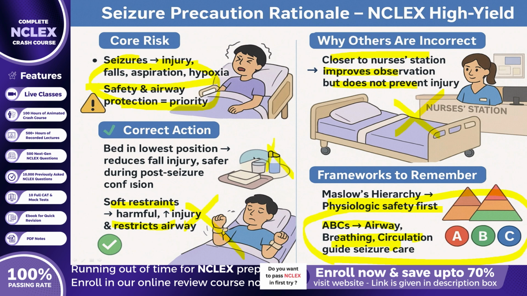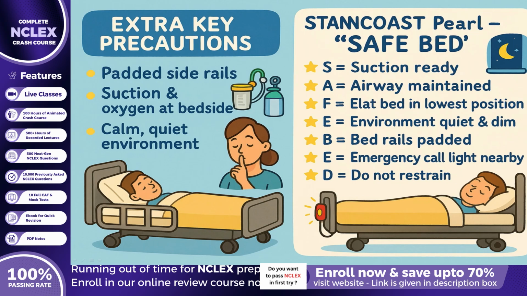The key clinical takeaways are that maintaining the bed in the lowest position is the essential priority to prevent injury, while additional precautions, such as padding the side rails, keeping suction and oxygen ready at the bedside, and ensuring a calm environment, support safety but are secondary to this foundational intervention. Always remember, seizure care aligns with the ABCs and safety above all.